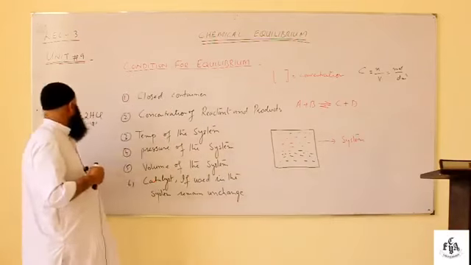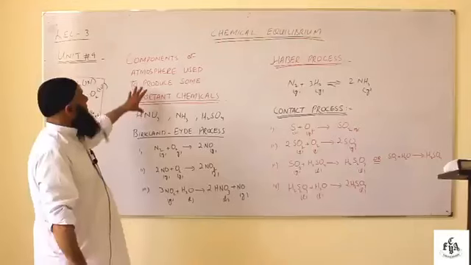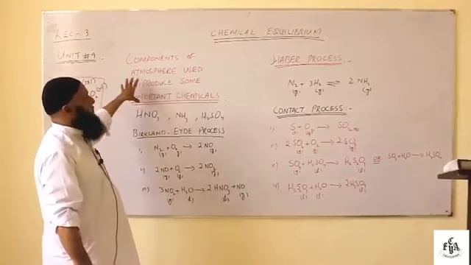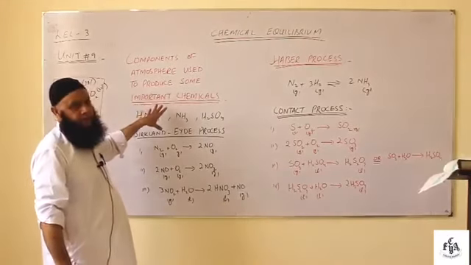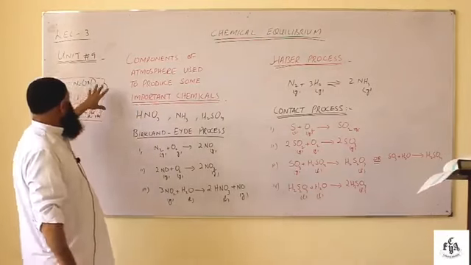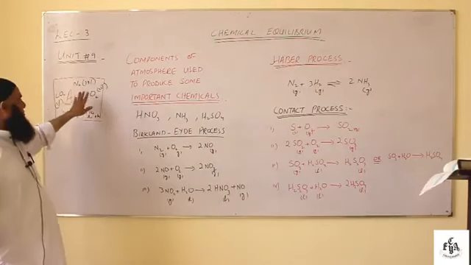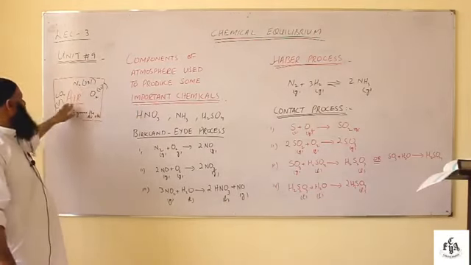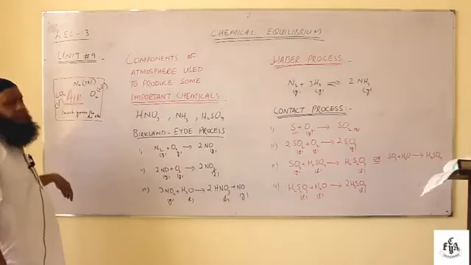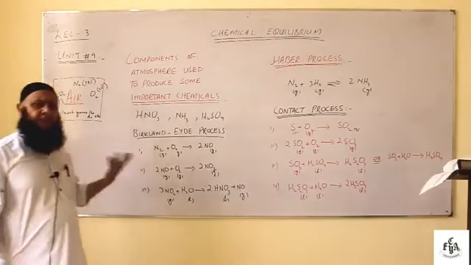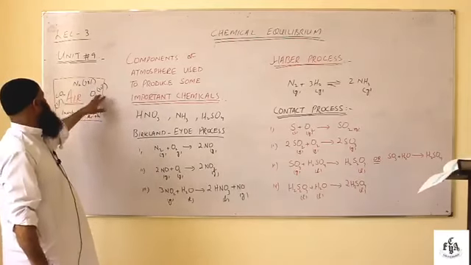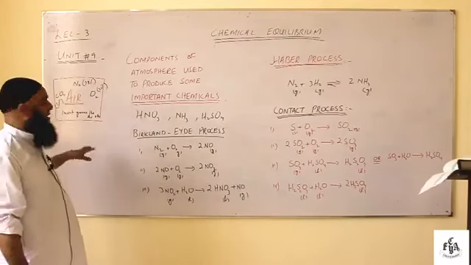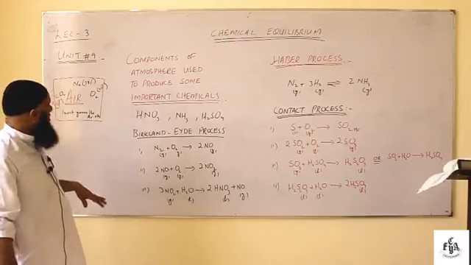Okay, there are some components in the atmosphere or air we use to produce some important chemicals. We know that air is composed of nitrogen gas, oxygen gas, carbon dioxide, and other inert gases. There are about 9 gases. Nitrogen is 78%, oxygen is 21%, and carbon dioxide and inert gases are about 1 to 2%.